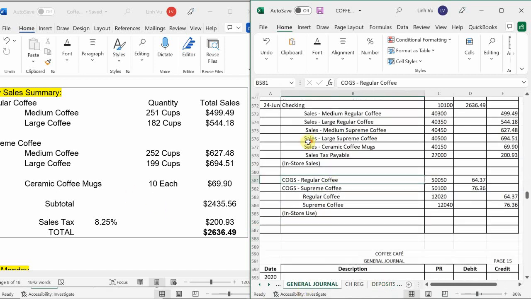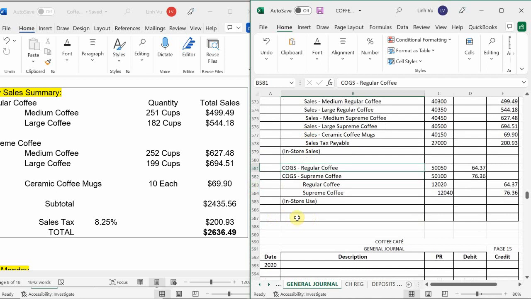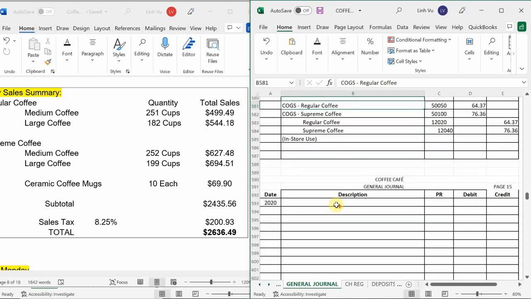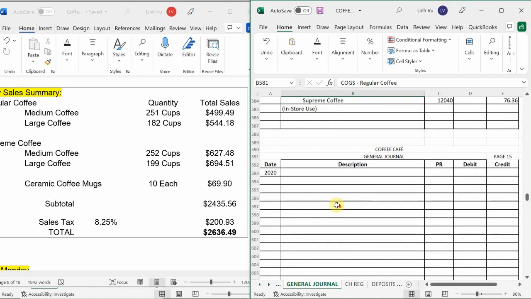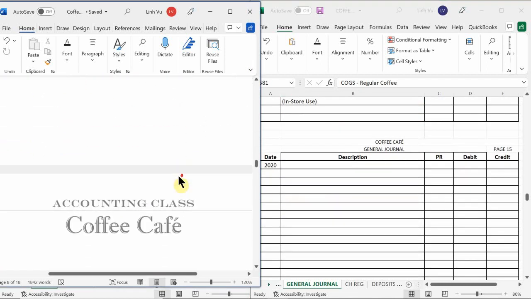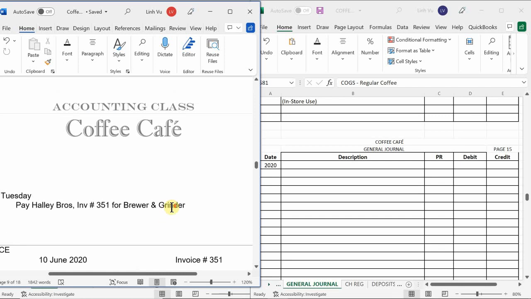So we are done with this transaction. No way that you could squeeze a transaction there. So that means we're finally on the new page, General Journal 15. All right. And let's see what happened next.